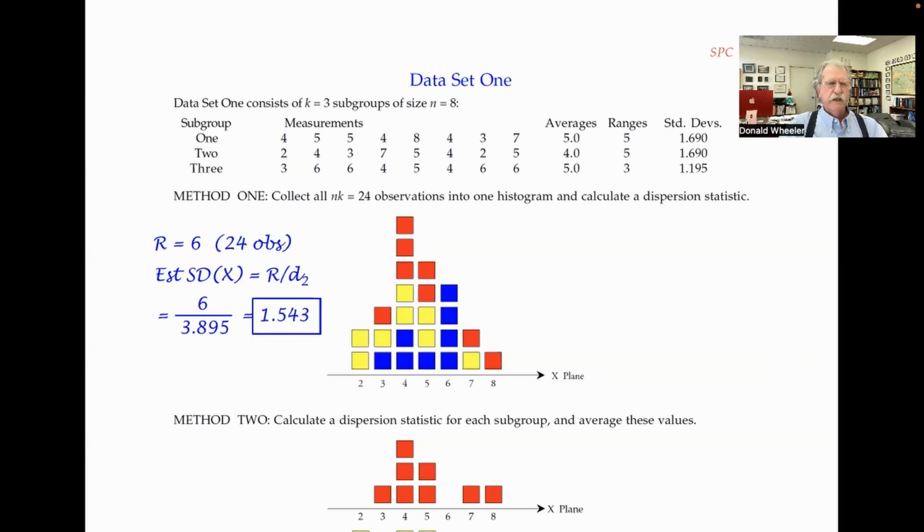The histogram contains 24 observations. So an estimate of the standard deviation parameter for the distribution of x is the range divided by its bias correction factor, d2. So that's 6 divided by the d2 for 24 data. You may find these bias correction factors on the inside front cover of your workbook. There you'll find the d2 factor for 24 observations is 3.895. So 6 divided by 3.895 gives us 1.543.